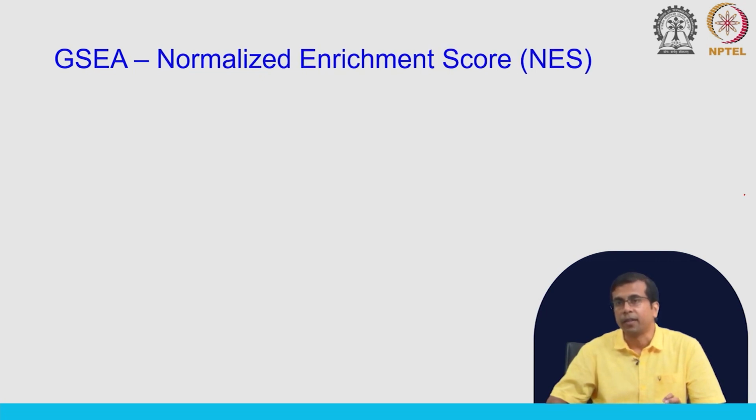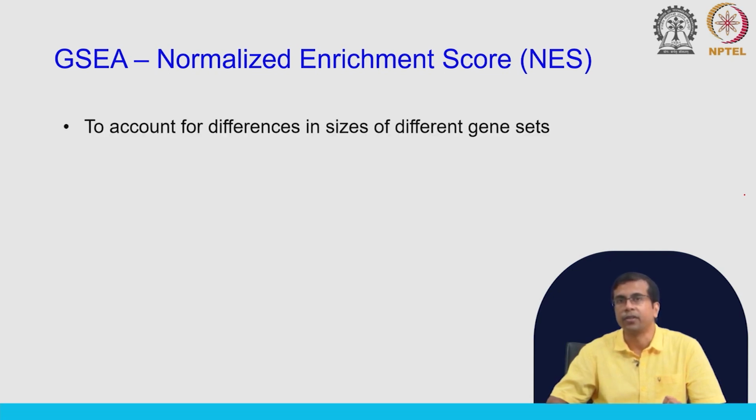In GSEA, there is something called the normalized enrichment score that is also calculated, called NES. This is done to account for differences in the sizes of different gene sets. When you are working with these gene sets in MSigDB, you will see that not all gene sets are of the same size. A gene set might have 10 genes, some gene set might have 15 genes, some gene set might have 50 genes.